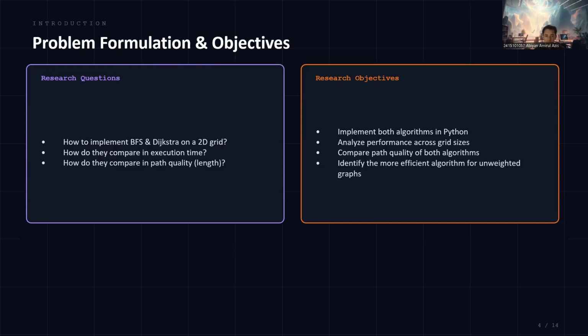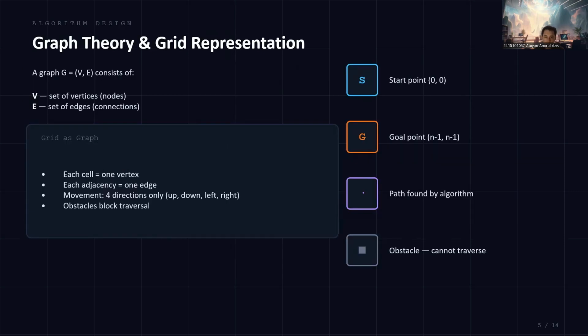The problem formulation and objective. How can BFS and Dijkstra be implemented on a two-dimensional grid? How do they compare in terms of execution time? How do they compare in path quality or length? Which algorithm is more efficient for unweighted graph? To answer these questions, we implement both algorithms in Python and tested them on different grid sizes.